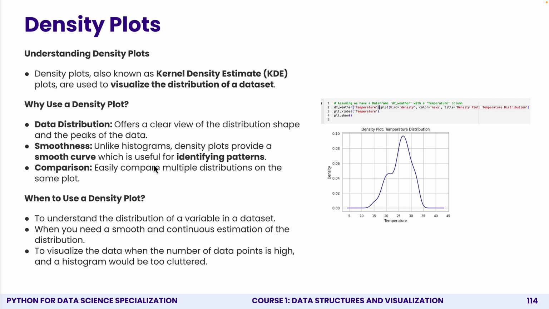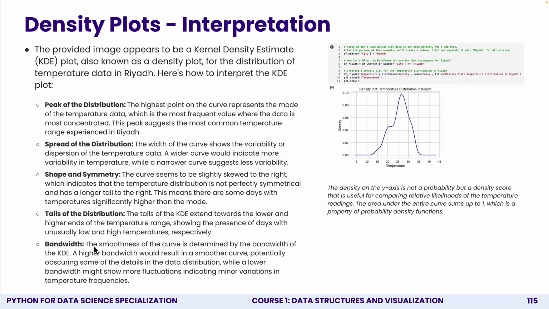And also it's able to identify patterns. For example, you will be able to identify irregularities in the density of the distribution of the data. So we use the density plot to understand the distribution of a variable in a data set, and when you need a smooth and continuous estimation of the distribution. We can do that using histograms or also density plots, the kernel density estimate.